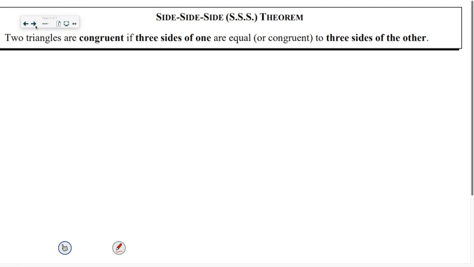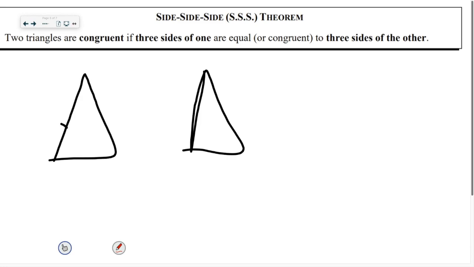Perfect. Let's look at our check for understanding, okay? This is going to lead us to our check for understanding. The SSS theorem, the last and very last one. This one is much simpler. This is saying that if I have two triangles, they are going to be congruent if all of their corresponding sides are also congruent. Okay, so all three sides must be congruent in order for these two triangles to be congruent. That's all that's saying.